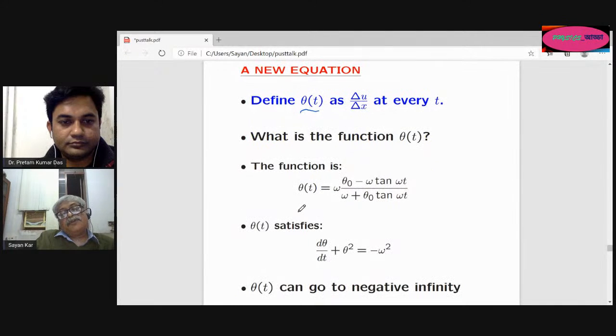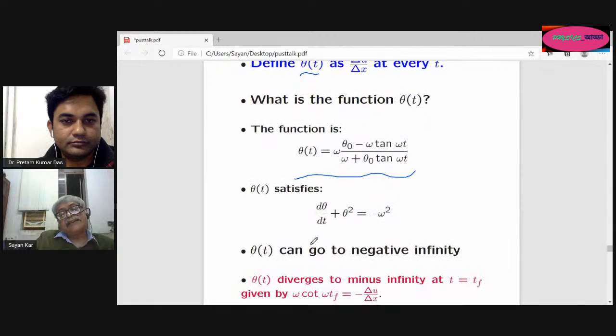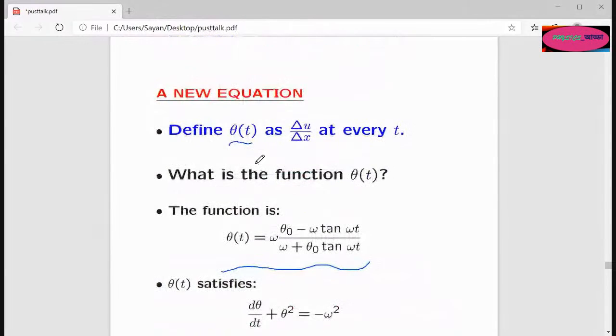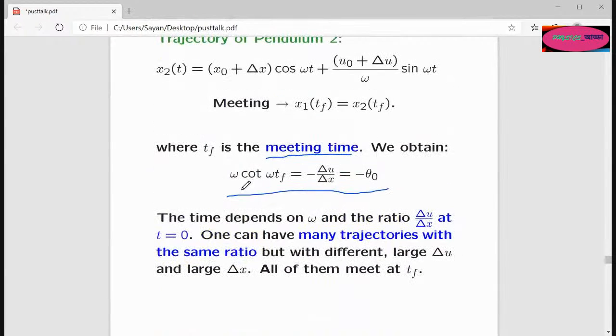And if you write down the function theta t as given by this, you can show that theta t satisfies an equation of this kind. And look at the denominator. The denominator tells you that theta t is going to go to negative infinity when the denominator goes to 0. And what is that denominator? That denominator is exactly the same as this condition.